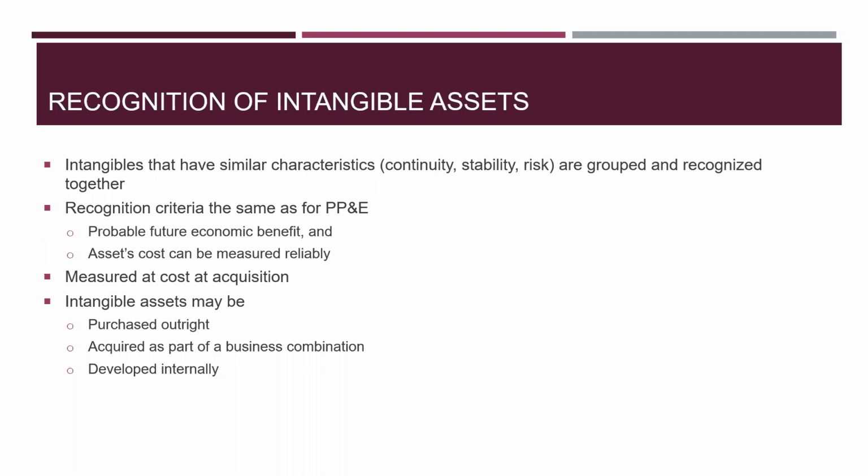The recognition criteria that we had discussed under property, plant, equipment is the probable future economic benefit and the ability to measure the asset's cost. Now, keep in mind, whether your asset is property, plant, equipment, or intangible, it has to help the business generate revenue. So when these assets are acquired, they are measured at cost.